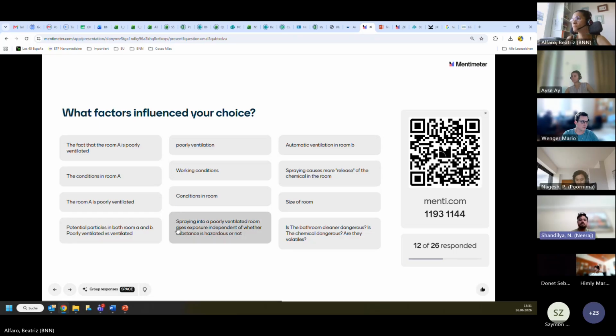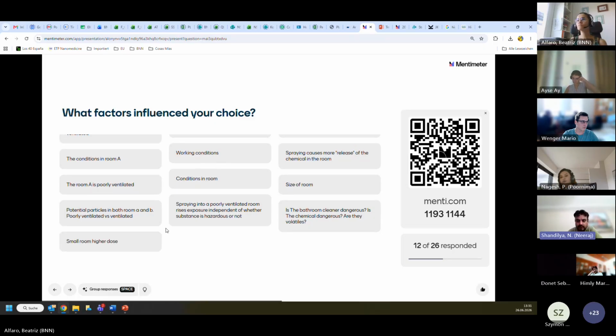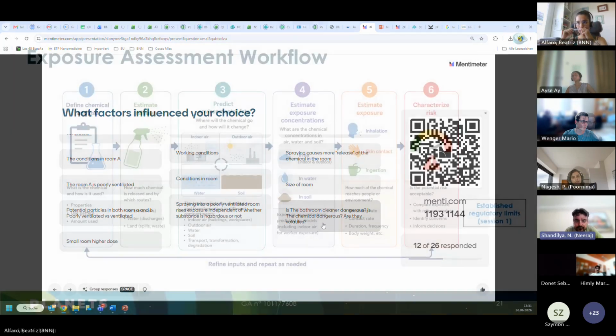Okay, so largely people do go for room A. Room B, I think there were 2 votes, and I believe that has to do something with this question, are they volatile or something? Small room, higher dose. That's nice.